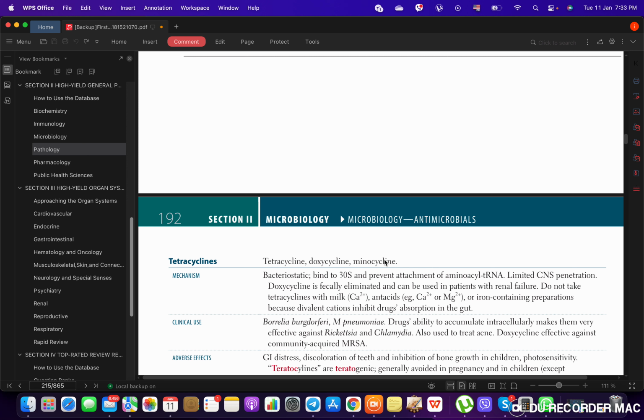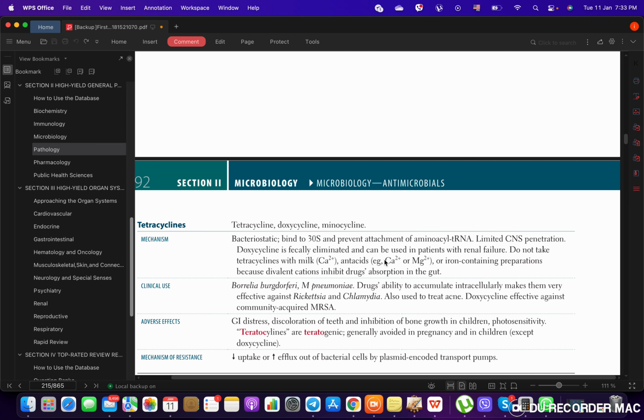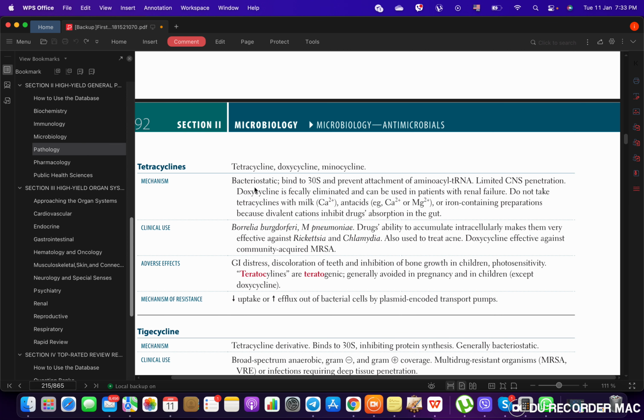It has limited CNS penetration, thus we don't regularly use it as an anti-meningitis drug. It's not regularly used for that sake. And for the next thing, we have to speak about the fact that this drug, doxycycline, is fecally eliminated.